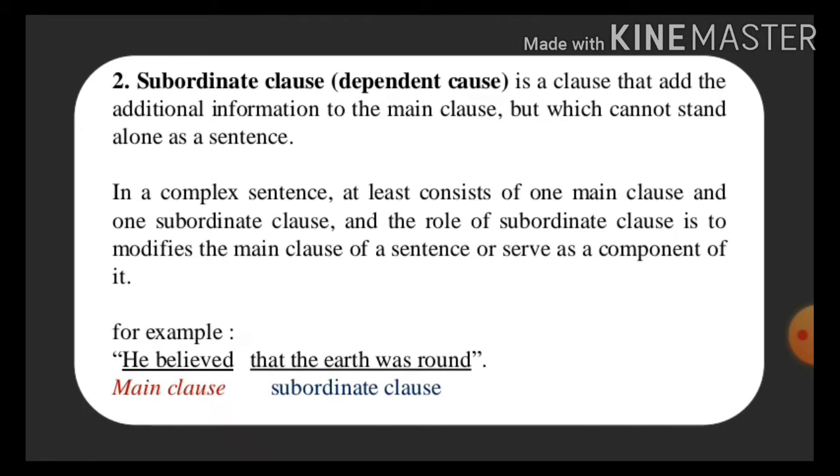It modifies a main clause. And then, in a complex sentence, at least consists of one main clause and one subordinate clause. And the role of subordinate clause is to modify the main clause of a sentence or serve a component of it. Jadi dalam complex sentence itu minimal itu terdiri dari satu main clause dan juga satu subordinate clause. For the example, he believed that the earth was round. He believed here as a main clause, and that the earth was round as a subordinate clause.